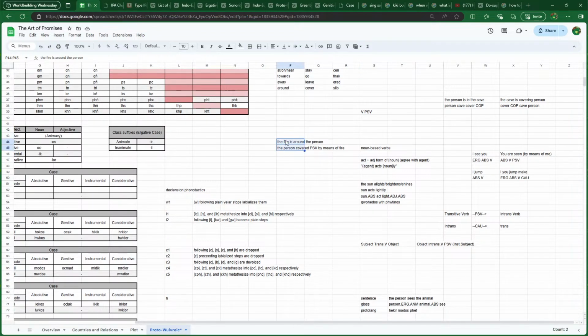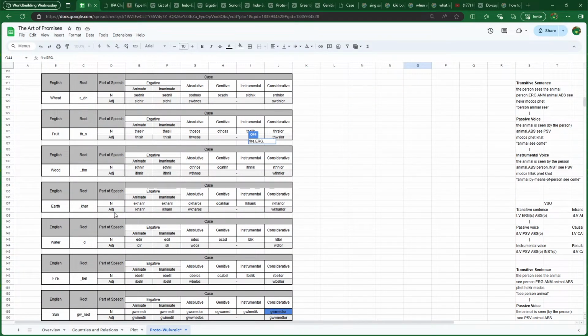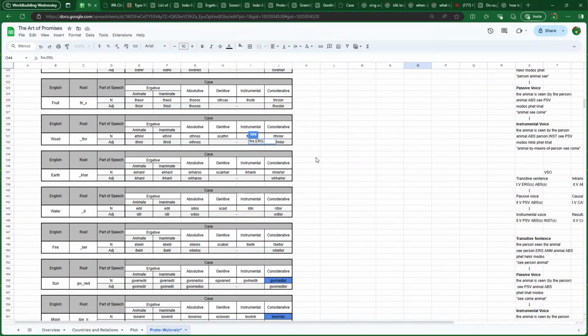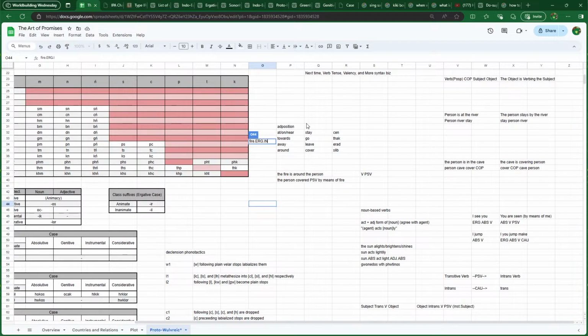So, the fire is around the person. Fire, this is ergative. Is fire animate here? Do we consider fire animate in this context? If the fire was blazing through a forest fire, then maybe that was animate. But if some guy just got accidentally set on fire, I think we'll consider this inanimate for now. Just for this.